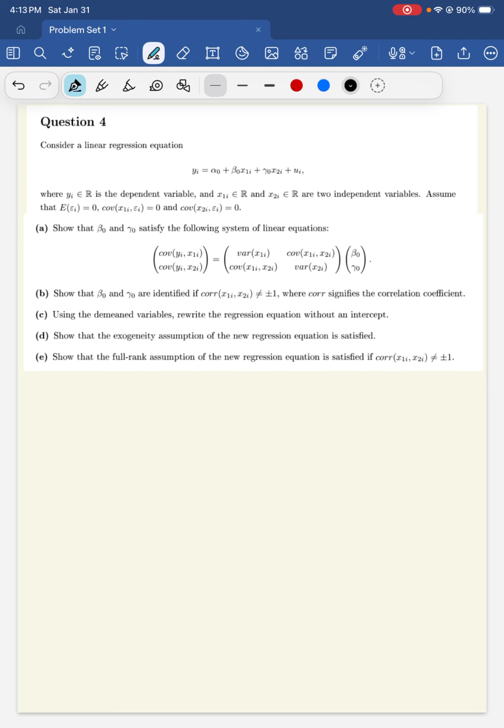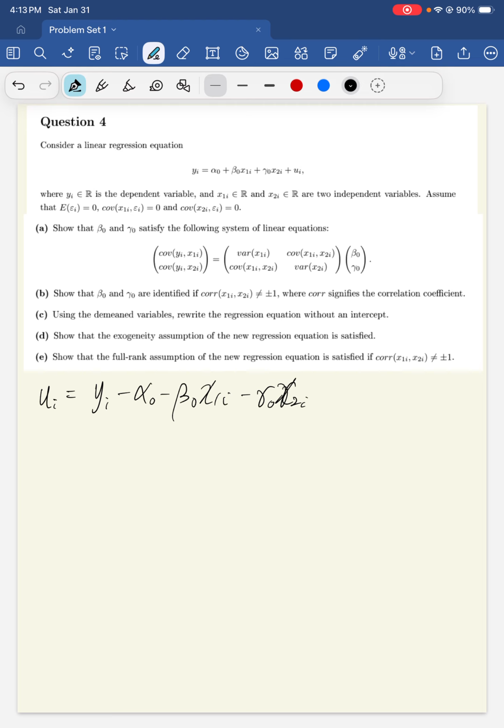This is a very similar question to the previous one. So question A, let's show beta and gamma satisfy certain equations. Pretty simple, right? By the linearity assumption, ui can be written as yi minus alpha 0 minus beta 0 x1i minus gamma 0 x2i.